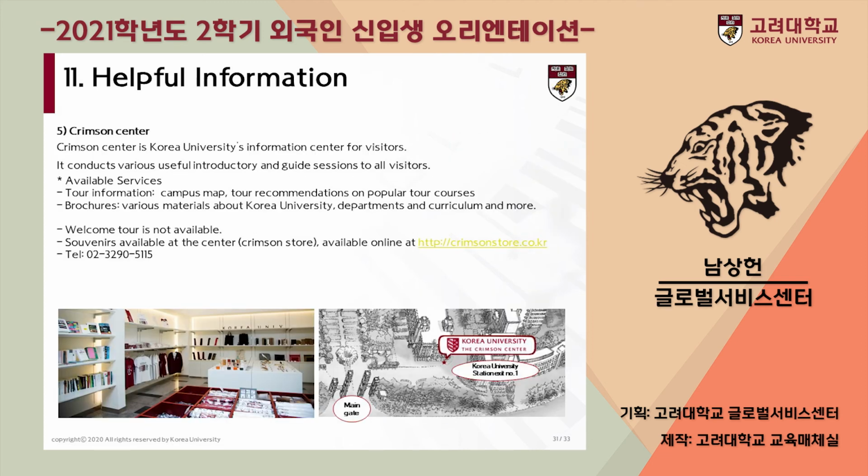The Crimson Center, some of you may be familiar with it, is a center where you can buy Korea University souvenirs. And if you are a tourist, you can sign up for our campus tour here at this center. The Crimson Center is located near the Central Plaza and the entrance or exit of Korea University subway station.